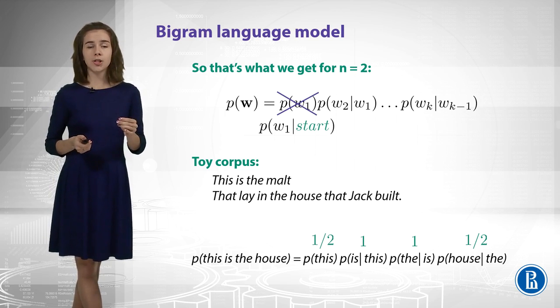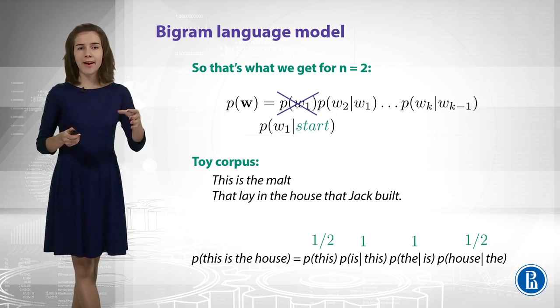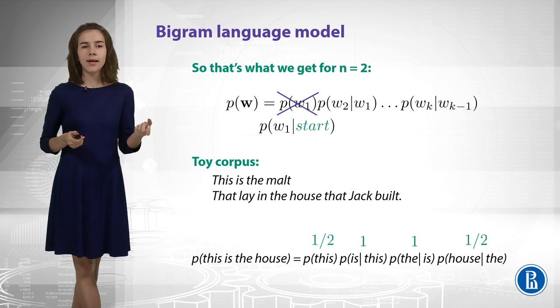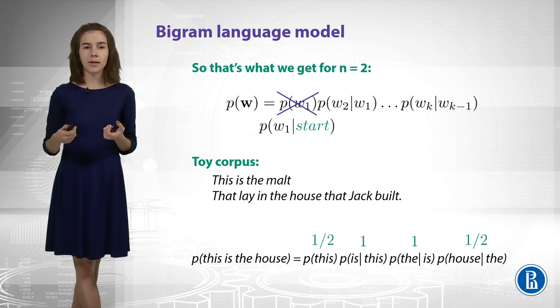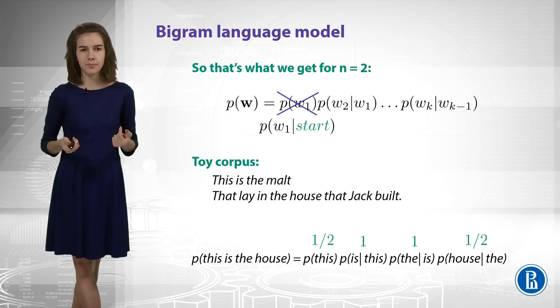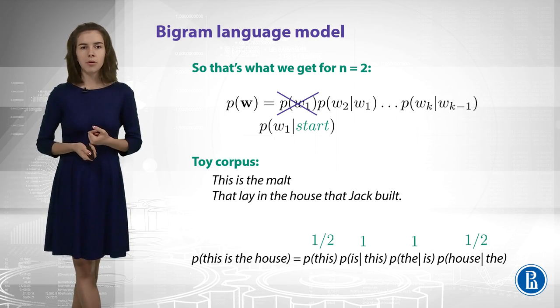Let us just condition our first word on a fake start token. So let's add this fake start token in the beginning, and then we will get the probability equal to 1/2 for the first place, right? Because we have either this or that. So it can be helpful.